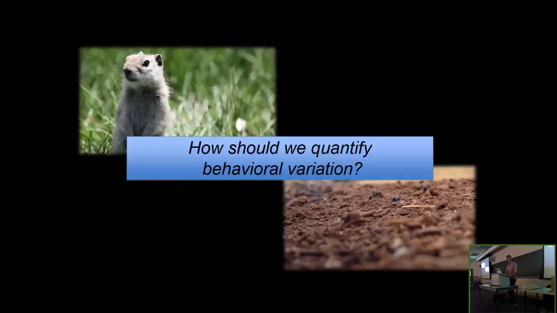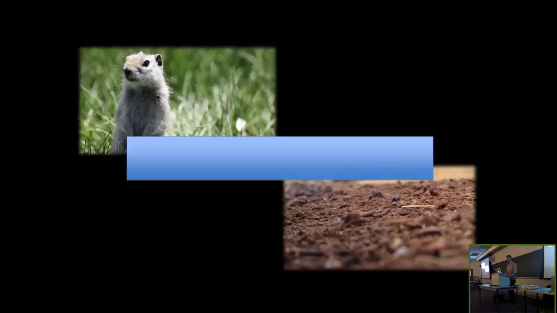But I'll be focusing in on a couple broad questions as I raised at the beginning. How should we quantify behavioral variation? In a lot of senses, this is very basic, but I think it's still an active question in the field. There are many different ways that behavior can vary, and it's still an open question as to how best characterize that behavioral variation. And of course, then also trying to evaluate some of the causes of that variation.